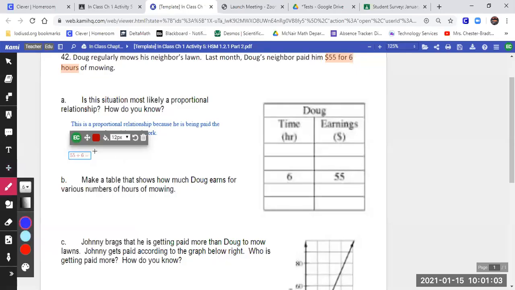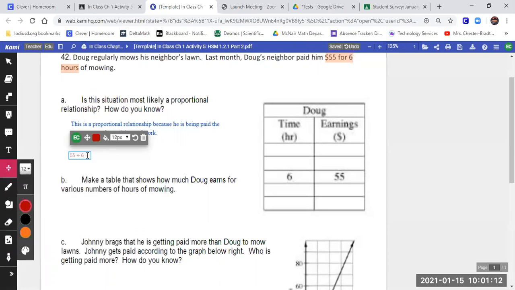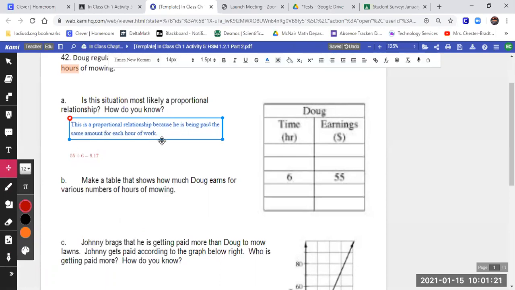Don't need this open. I need to go back into it though. Oops, dot, undo, equation. 9.17. Now it will not let you do the dollar sign in there. Okay, but we are going to add to this. He is making $9.17 every hour. Okay.